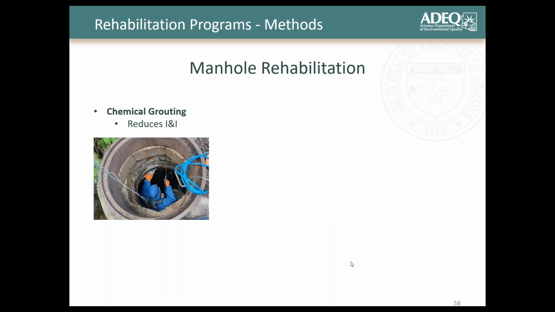Different types of manhole rehabilitation programs. A lot of these are going to be contracted out, but some of you may be doing these in-house, right? Chemical grouting, which is going into the manhole structure and applying grout to reseal that manhole structure. This will help you reduce inflow and infiltration.